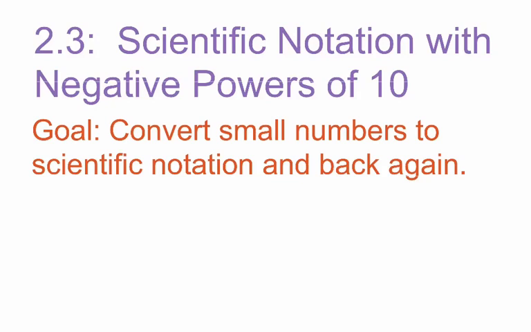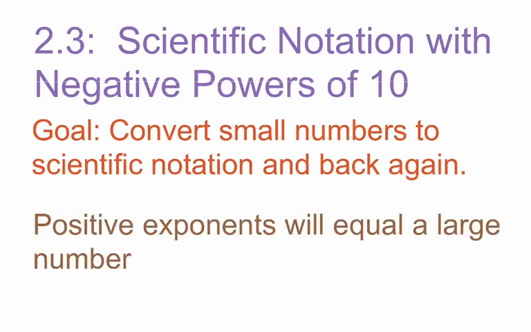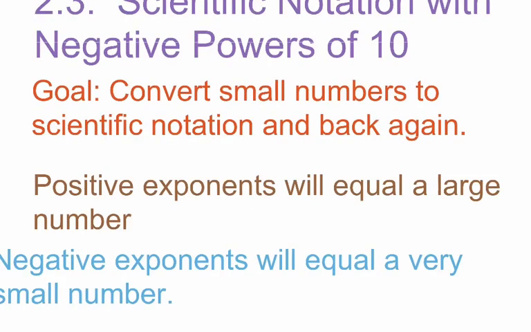Today's lesson is on 2.3, scientific notation with negative powers of 10, and our goal is to convert small numbers to scientific notation and back again. It's very similar to yesterday's lesson in 2.2, only today we're going to be dealing with very small numbers, while yesterday we were dealing with very large numbers. Now the difference between yesterday and today is that positive exponents will give you a very large number, while negative exponents will equal a very small number. So let's go ahead and take a look at some examples of how this is going to look.